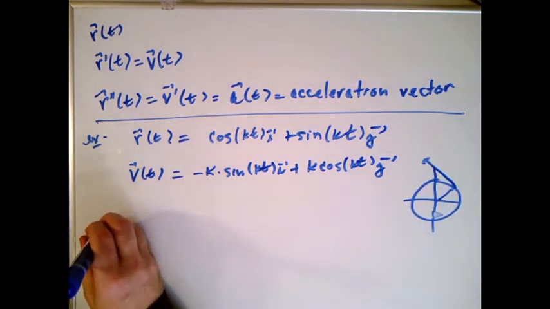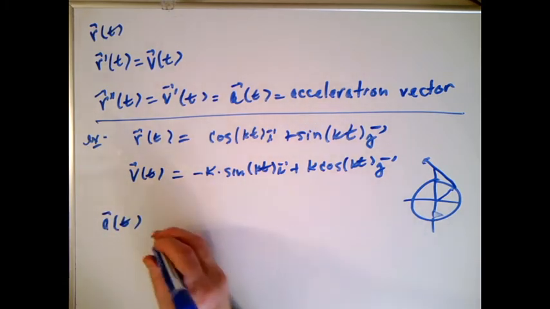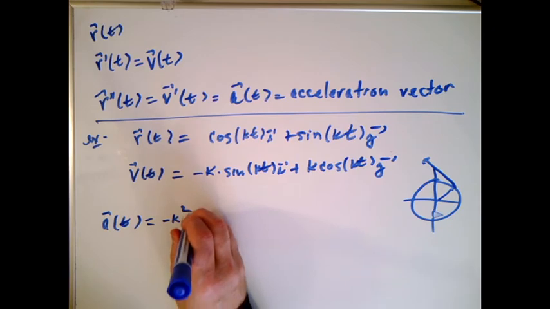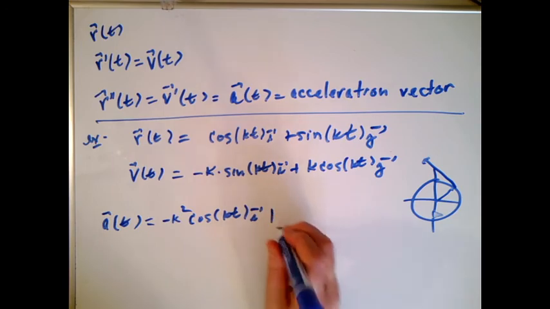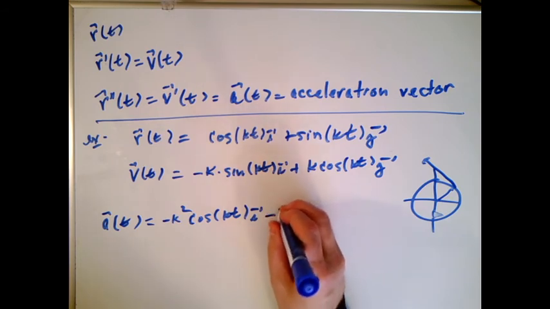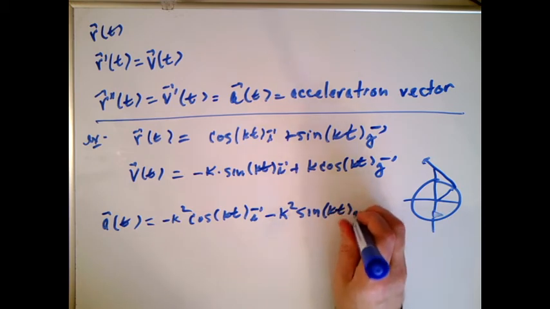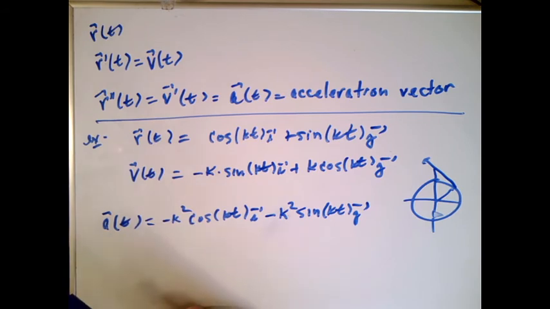Now let's find the acceleration vector. And since it's defined to be the derivative of the velocity vector, we can just take the derivative of each component. What I'm going to get is minus k squared cosine kt i minus k squared times sine of kt j. Now, just as the velocity vector is perpendicular to the r vector because it's the derivative, the acceleration vector should be perpendicular to the velocity vector.